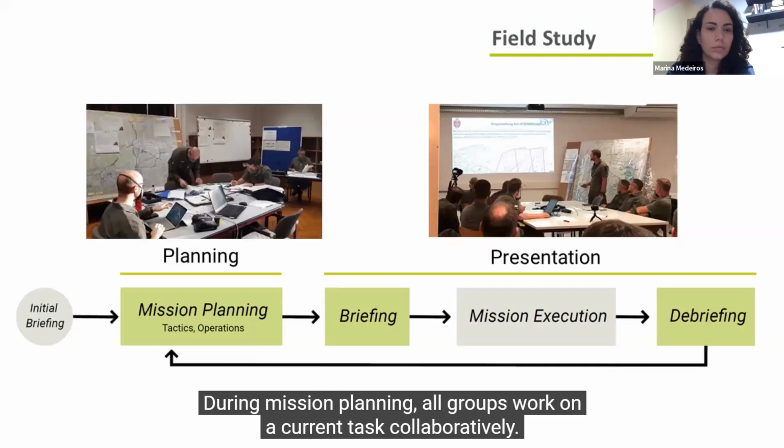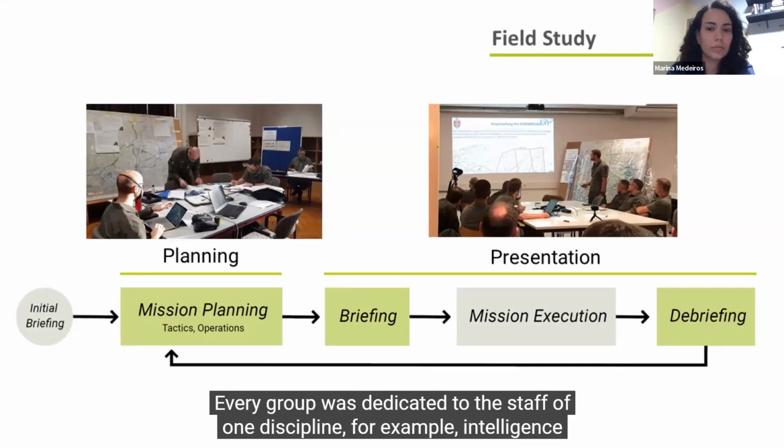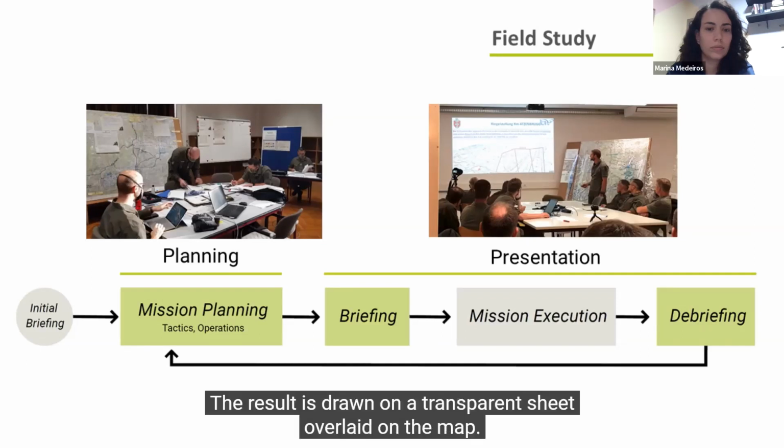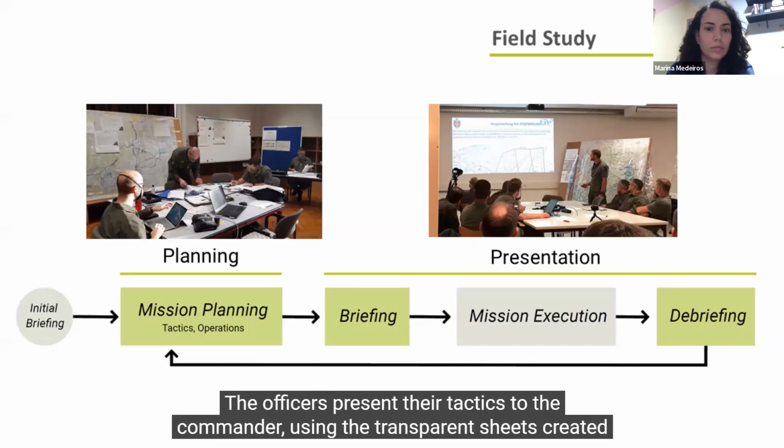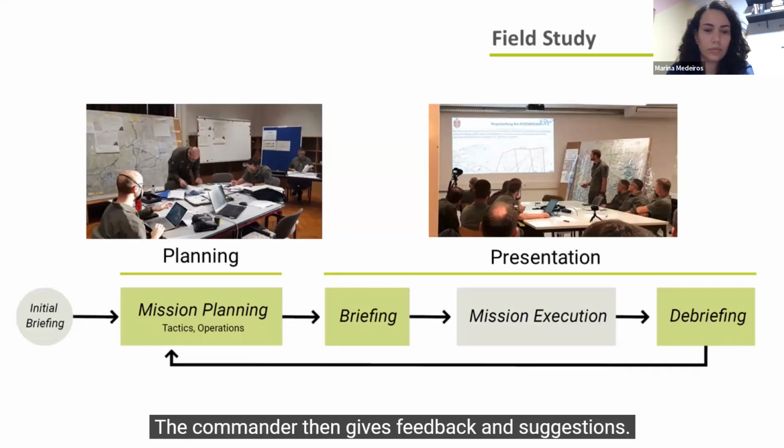During mission planning, all groups work on a current task collaboratively. Every group was dedicated to the staff of one discipline, for example, intelligence or logistics. The result is drawn on a transparent sheet overlaid on the map. The officers present their tactics to the commander using the transparent sheets created during mission planning. The commander then gives them feedback and suggestions.